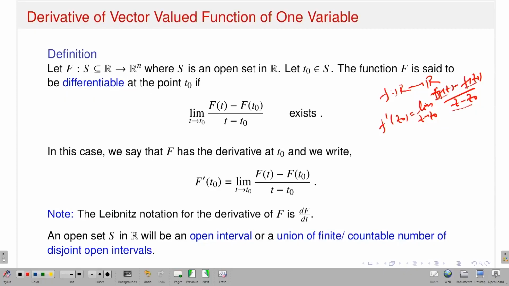Now, I can divide by t minus t naught. That makes sense, right, from real to real. Now, the same kind of definition I can bring to the case of functions from R to Rn. Why? Because I will put the same definitions that I have given, you see.